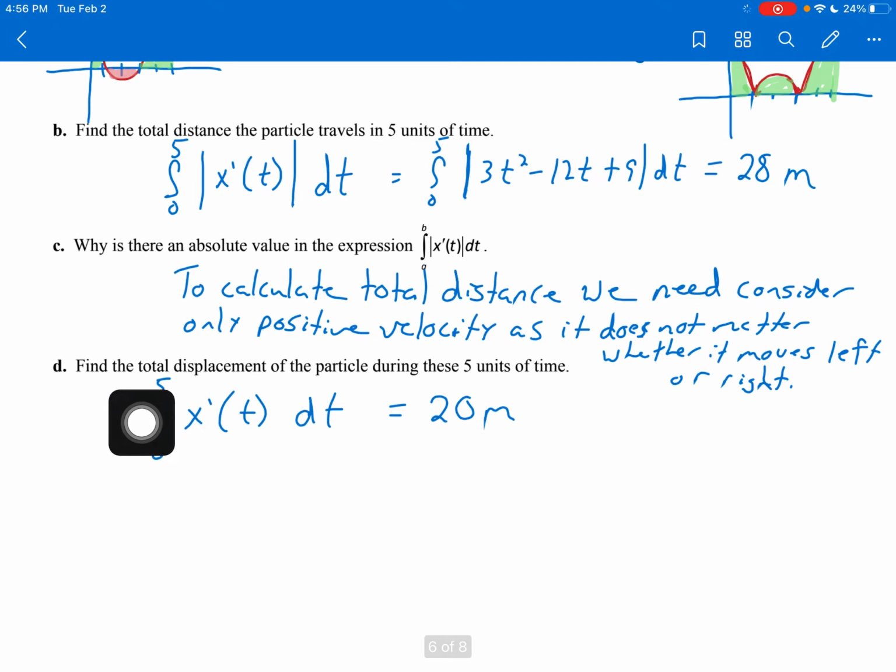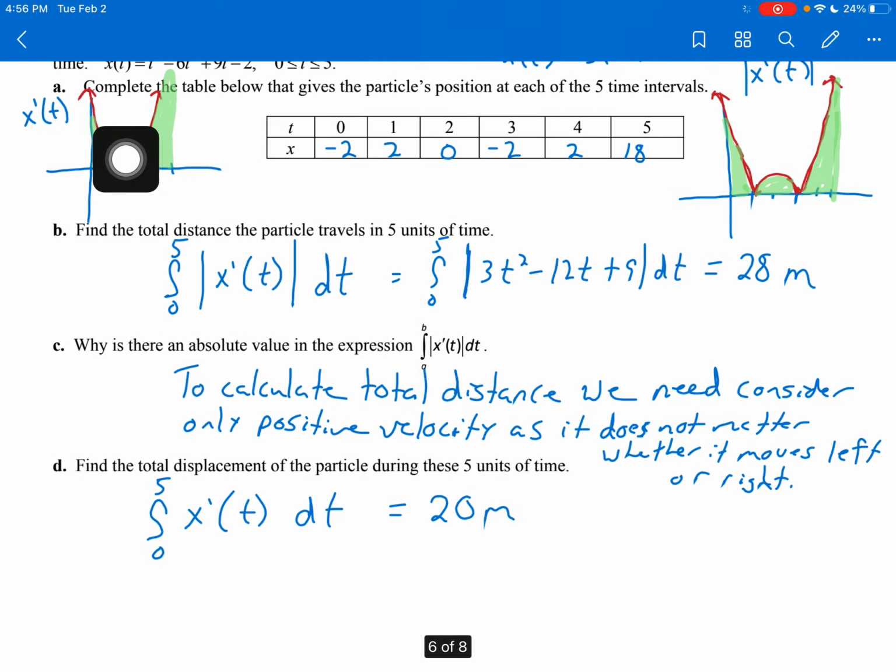In a similar way, if we wanted to find total displacement, displacement means where does it end up, right? And so we need to consider that it's moving left here, because it moved us to the left. Total displacement means how far is it from its original starting position? So it makes sense that this is a little less, because we're subtracting out a little bit of area here, which takes into account that it moved left.